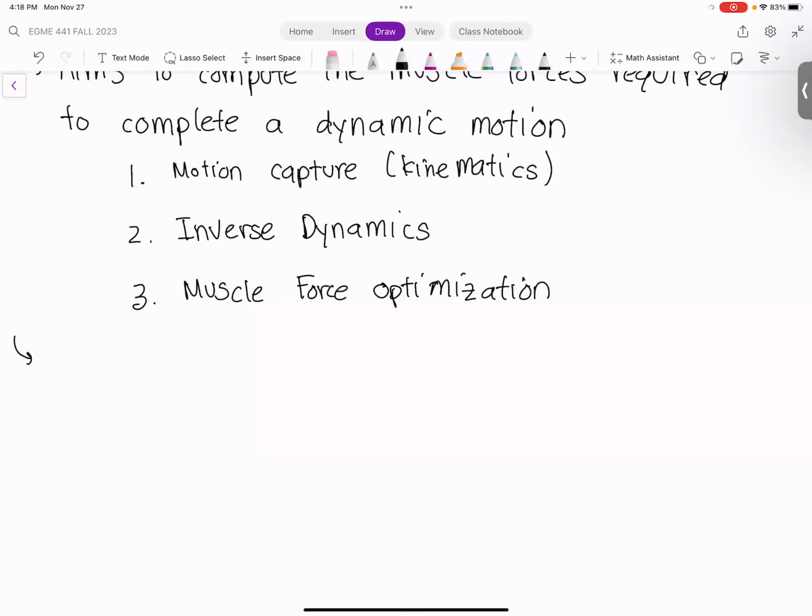In fact, I think this would be a good transition into the example that we were going over. Okay. So let's say that we're interested in the muscle forces that are required to accomplish a plantar flexion action in your ankle.